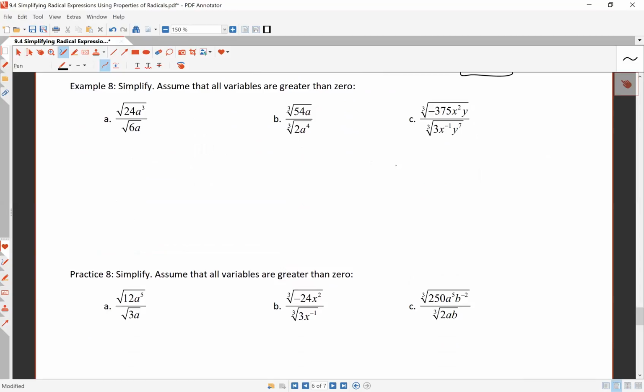Example 8. Simplify, assume that all variables are greater than 0. So here the quotient's already been split for us. And we want to go ahead and put these back together before we simplify. The reasoning for that is because 24 and 6 have a common factor of 6, which leaves us with 4, and a cubed divided by a is a squared. And now we take the square root of 4, which is 2, and the square root of a squared, which is a.